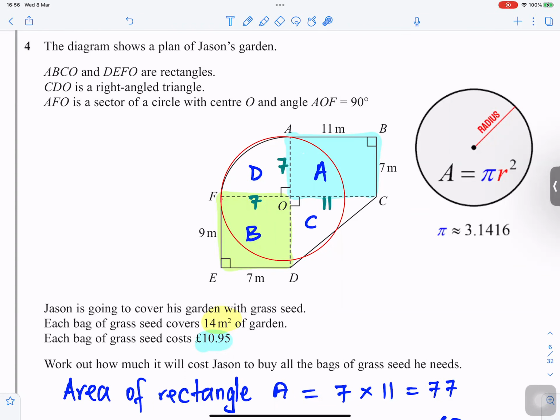Question number 4. The diagram shows a plan of Jason's garden. A, B, C, O and D, E, F, O are rectangles. CDO is a right angle triangle. AFO is a sector of a circle with center O and angle AOF is equal to 90 degrees. So what we have here is 4 different shapes.